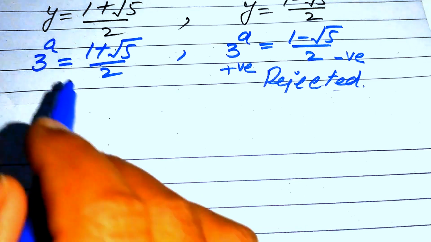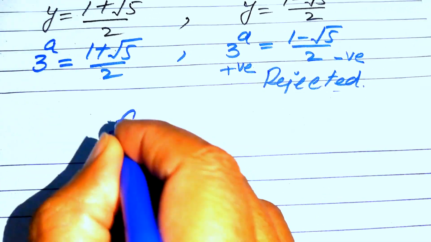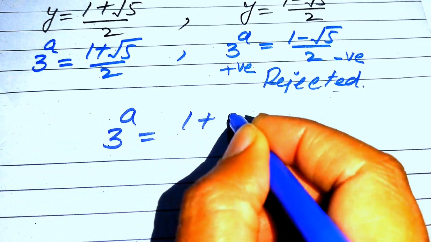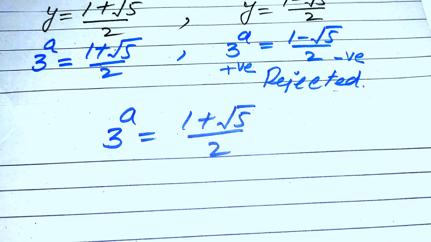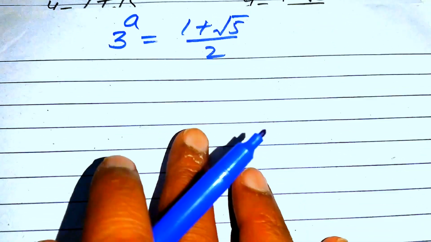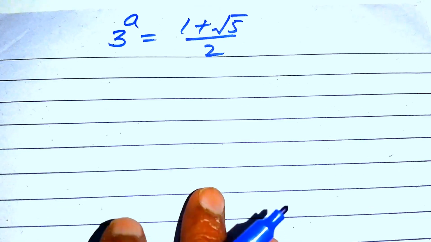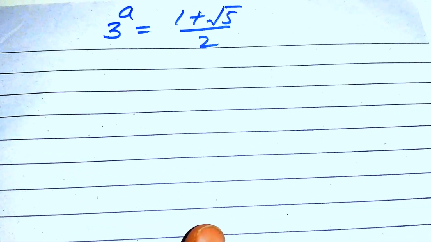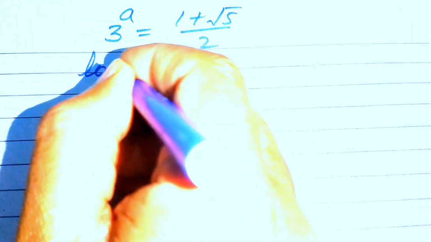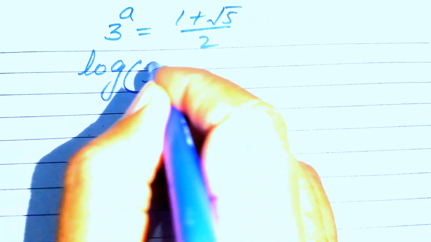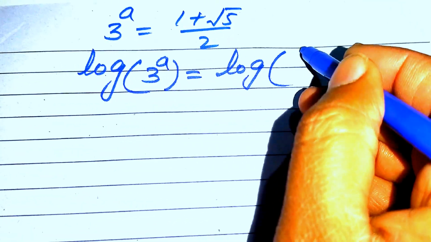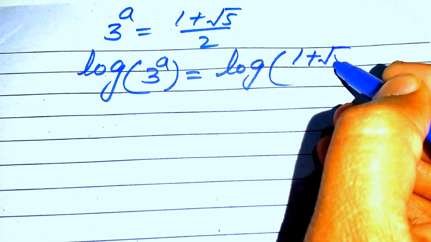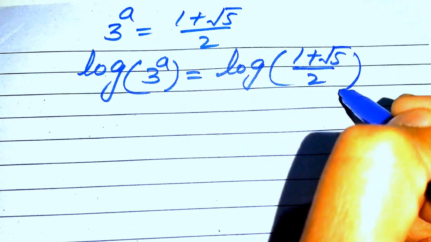Now we first copy down this equation: 3 to the power of a equals 1 plus square root of 5 over 2. In order to find the value of a, we need to take the log on both sides. So it becomes the log of 3 to the power of a equals log of 1 plus square root of 5 over 2.